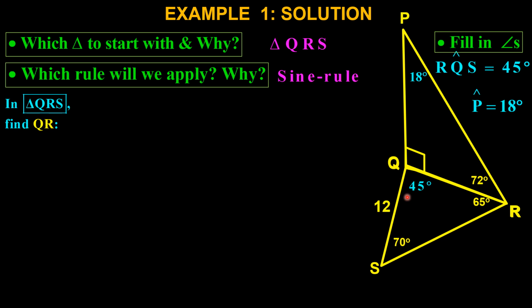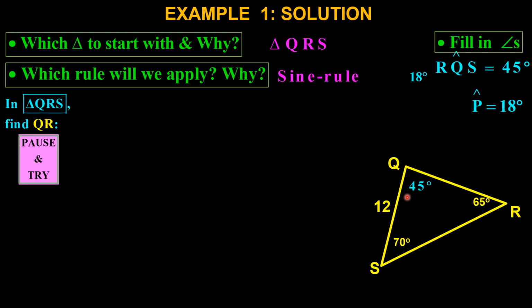Now, seeing that we're working with triangle QRS, let's just focus on QRS. Cover up the other triangle. So now we can just focus on that triangle. You can use a piece of paper to cover it up. Now, we're going to pause the video for you to try to apply the sine rule in that triangle and calculate QR. I'll give you 3 minutes in which to do it. Should be more than enough. And then we start again.